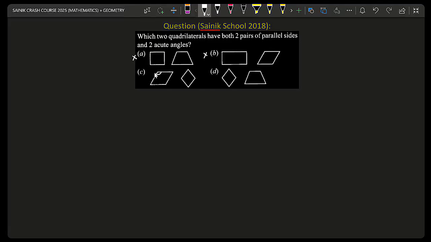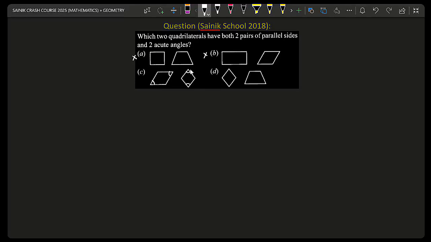Sir, acute. Okay. Which type of angle is this? Acute. Which type of angle is this? Acute. So we have two acute angles here. And what about the rhombus? Is this obtuse or acute? Sir, acute. What about this? Acute. So this is acute and this is acute.